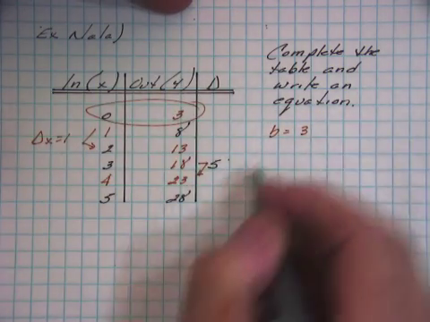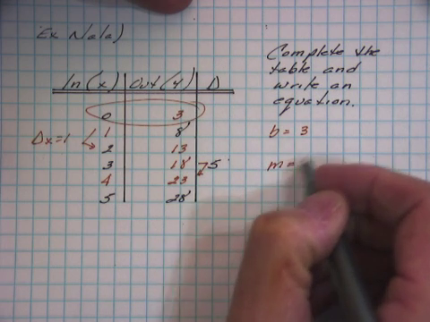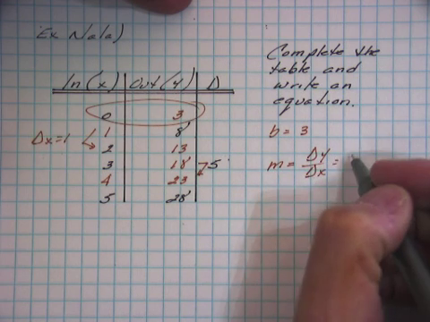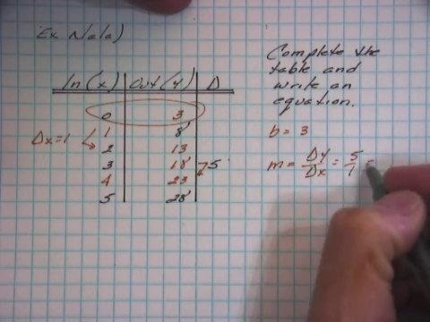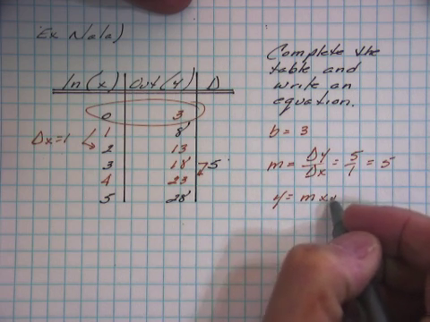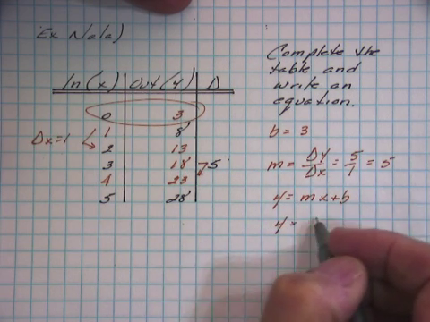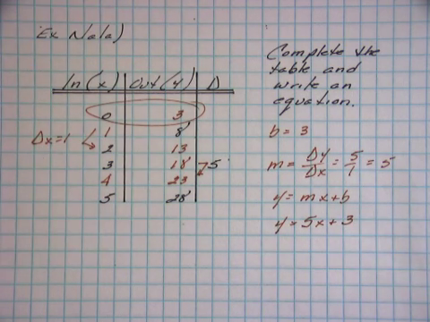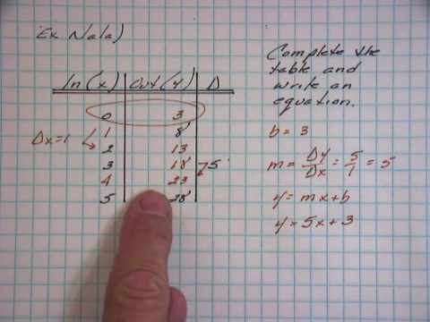Okay, so we have our b value. b equals 3. And our slope is delta y over delta x, which is 5 over 1, which is just 5. So y equals mx plus b. y equals 5x plus 3. Okay, so like I said, this is a quick one because it should be review.